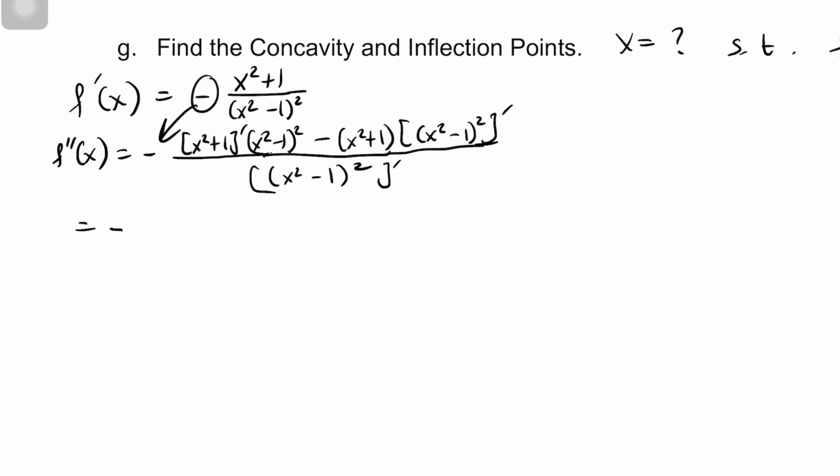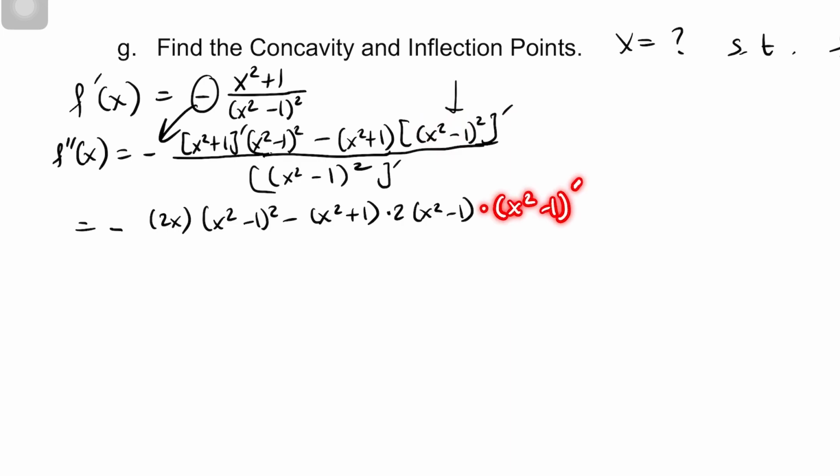The derivative of the first factor is going to be 2x, and then carry everything else. For the derivative of this one right here, we're going to have to use the chain rule because we have a function inside a function. So bring down the power, leave the inside as it is, take away 1 from the power, and then that becomes 1. And then multiply by the derivative of the inside. The derivative of x squared minus 1 is 2x.